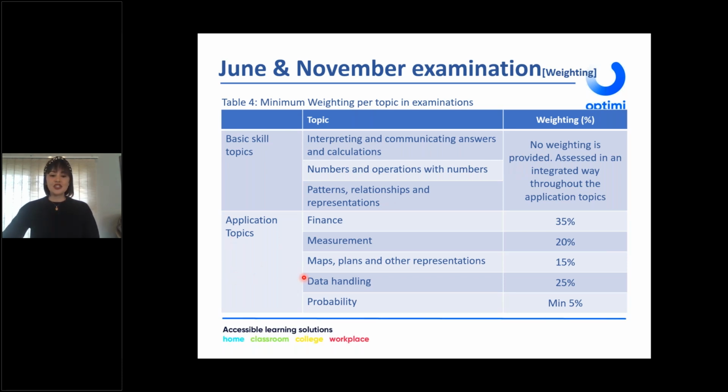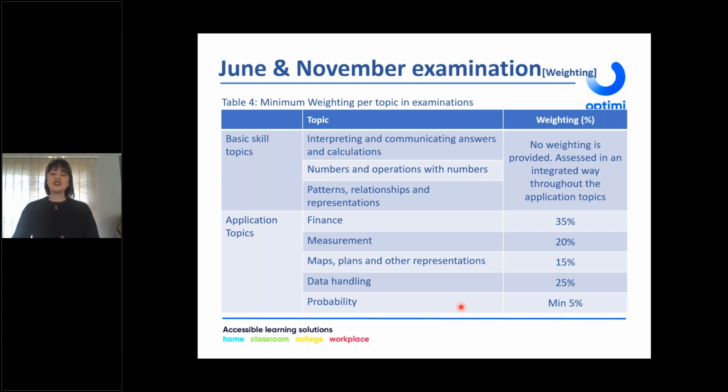Now, you will find here your application topics. The topics that you will cover throughout the year are your finance, measurement, maps, plans, and other representations, data handling, and probability. So if we look at our papers separately, paper one will include 35% on finances. Your next topic will be on measurement, and 20% of the paper will cover measurement. 15% will cover maps, plans, and other representations. 25% will be on data handling, and then a minimum of 5% will be on probability. So this weighting is true for paper one as well as paper two.